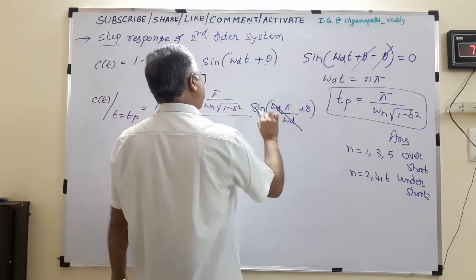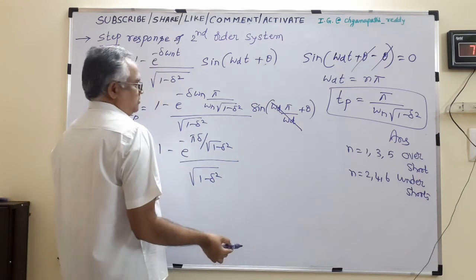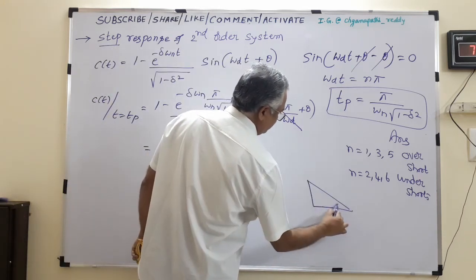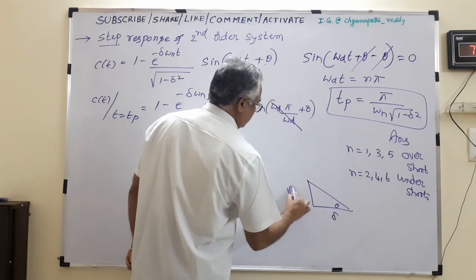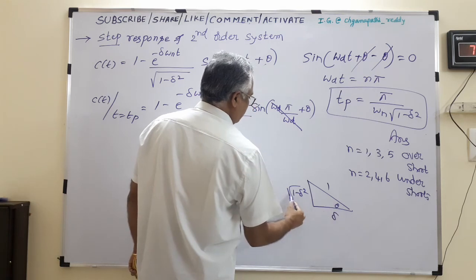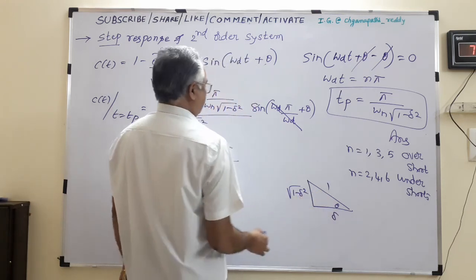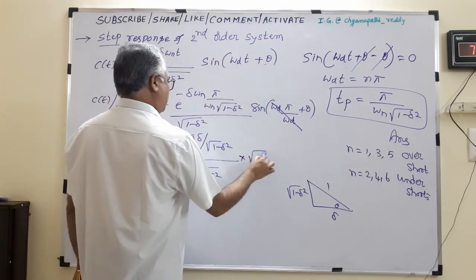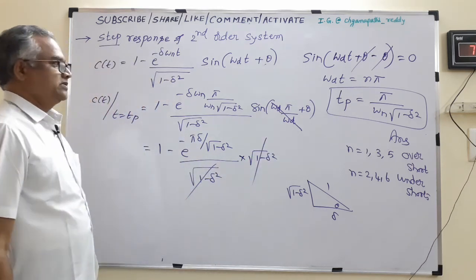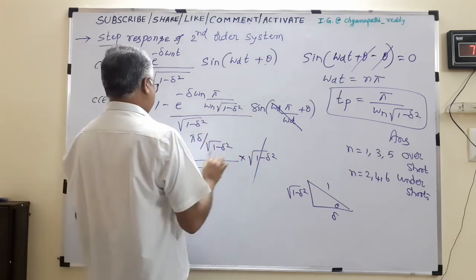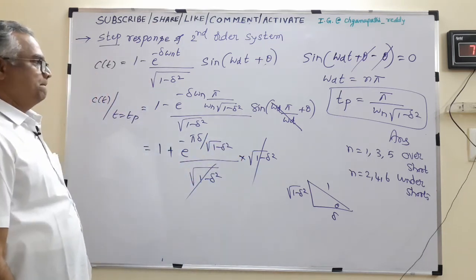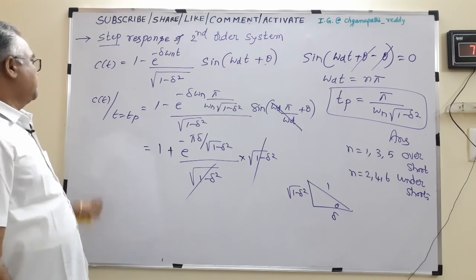Sin of pi plus theta is sin theta. So what is the sin theta value? It is root of 1 minus delta square by 1. So this is again root of 1 minus delta square, this cancels. Sin of pi plus theta is minus, so that minus becomes plus. This is C of t.